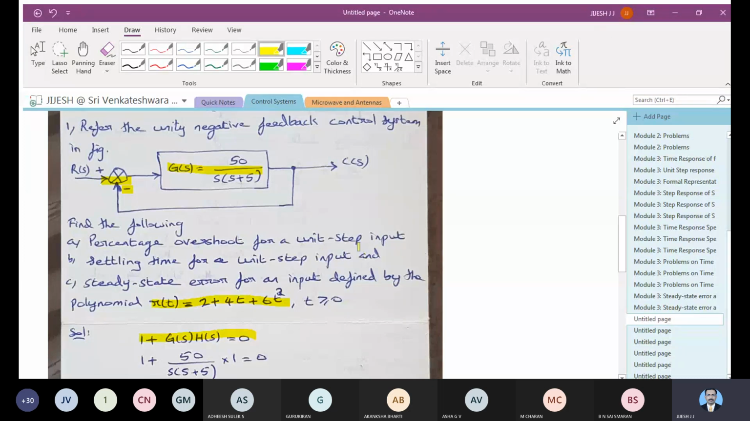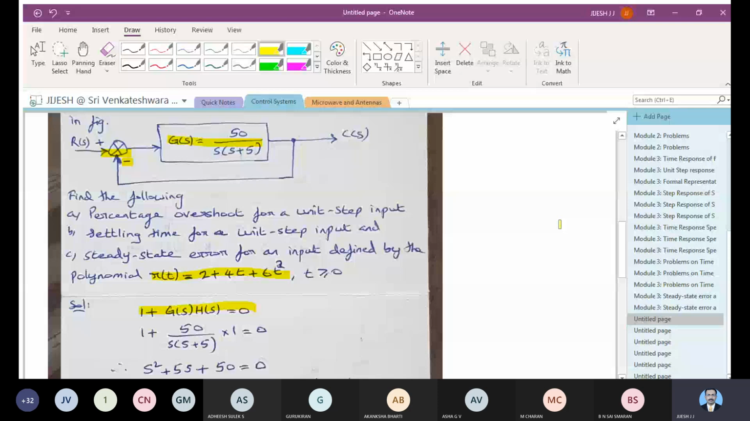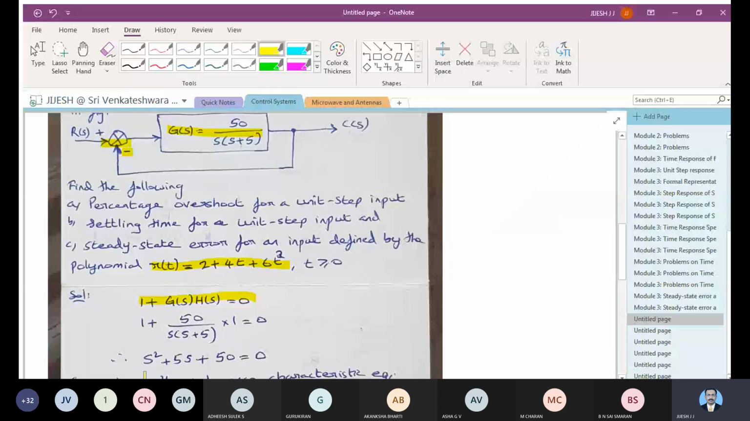Here you can see that we have to go with 1 plus G of s H of s. We have substituted G of s and H of s. The things you have to find out are the percentage overshoot, the settling time for a unit step response, and the steady state error. We are going to use the equation to find these. When you simplify this, you will get s square plus 5s plus 50 equal to 0. You got this equation?